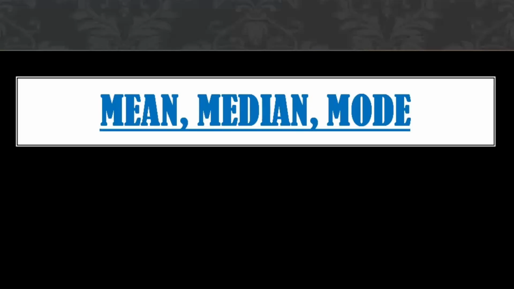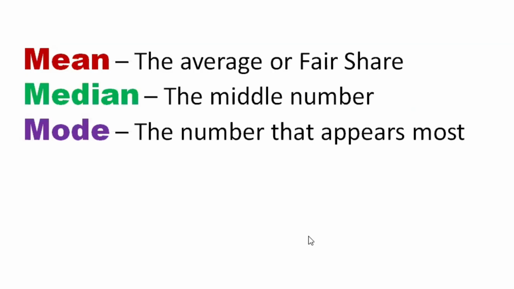Hello everyone. Today we are going to learn about mean, median and mode. These are the special math tools that help us understand data. We use them when we want to compare test scores, sports scores or survey results. So what is mean, median and mode? Mean is the average or fair share. Median is the middle number, and the mode is the number that appears most.